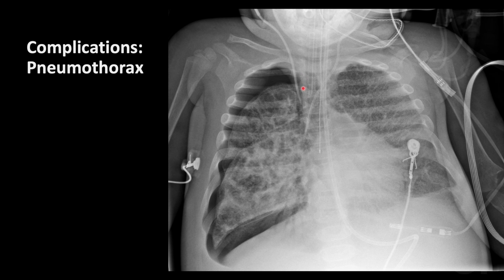The introduction of a tube down a patient's airway also introduces the risk of iatrogenic trauma. As you can see in this chest x-ray of an intubated infant, we have signs of pulmonary interstitial emphysema and right-sided pneumothorax in these areas here.